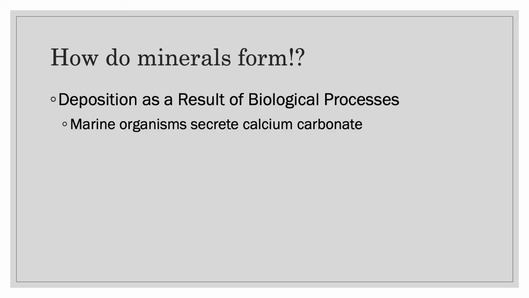And then one other way that minerals form, or that chemical bonds occur in nature to form minerals, is through deposition as a result of biological processes or life form processes. One example of this is marine organisms often secrete calcium carbonate. Examples of such organisms include clams and oysters that use calcium carbonate to form their shells.